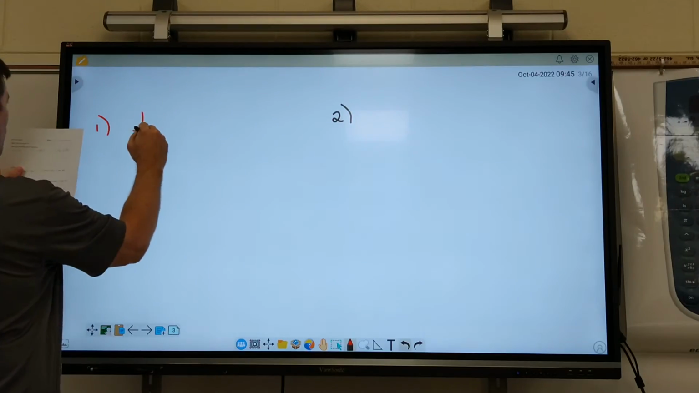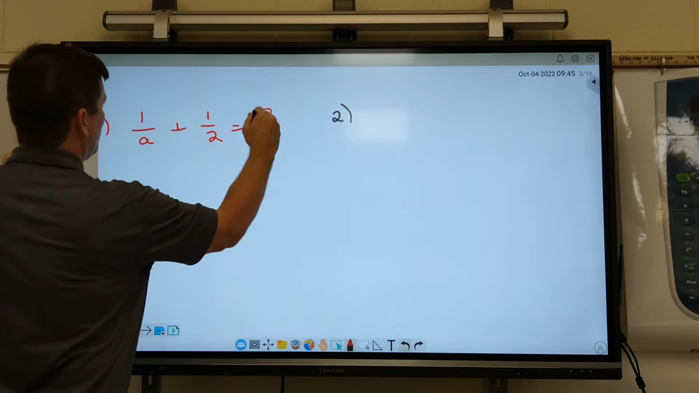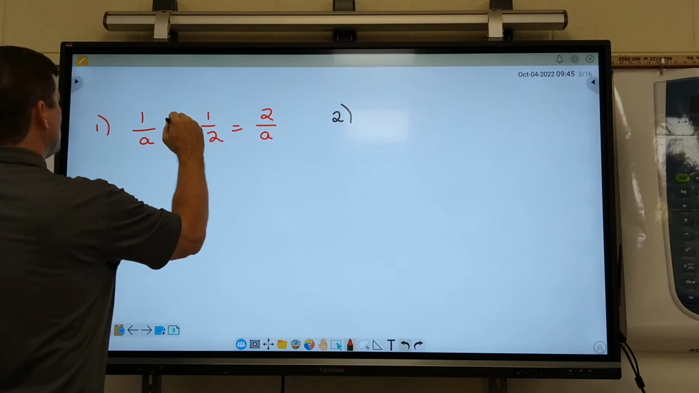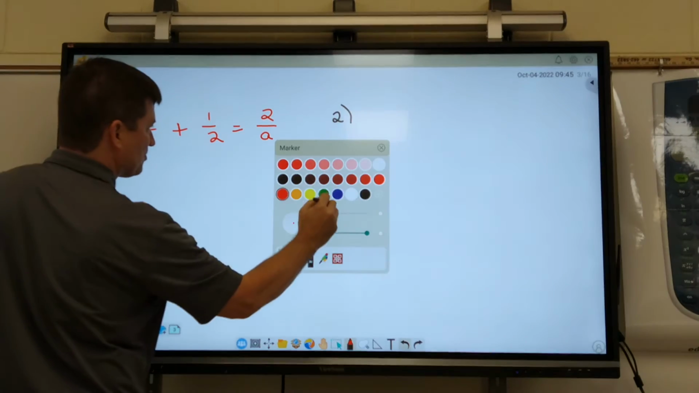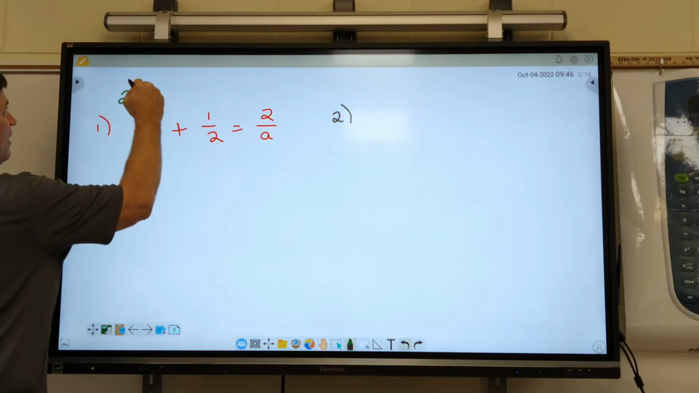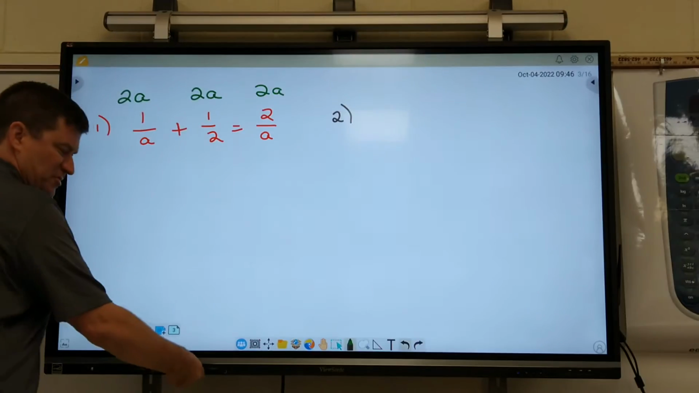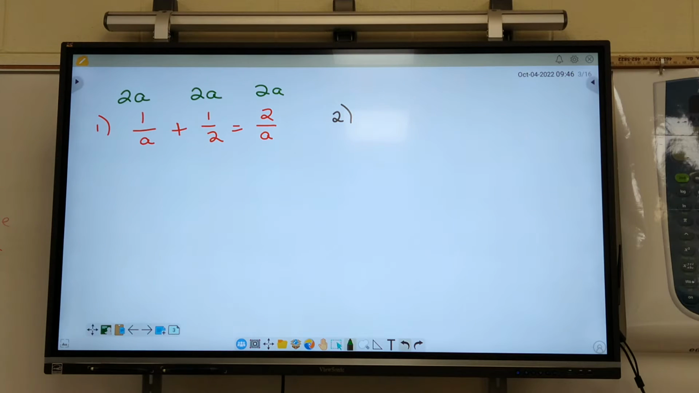All right, let's look at number 1. 1 over A plus 1 over 2 equals 2 over A. All right, Nathan Willis, what's my common denominator going to be on this problem? 2A. All right, so you guys do your crossing out. This one's really easy. Let's see what you get on this one.